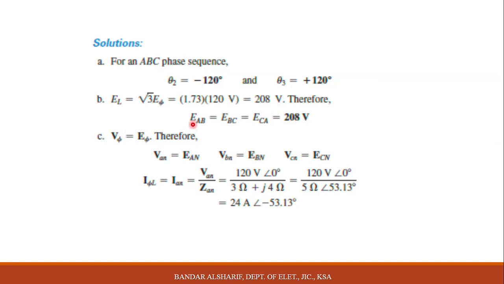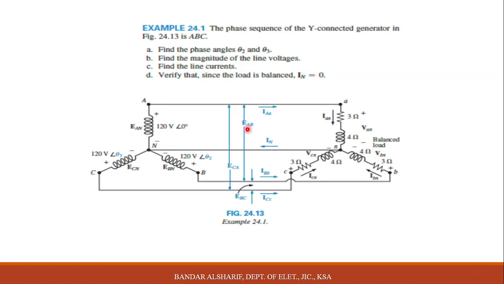Okay, then EAB equals EBC equals ECA, which is the line value for the voltage. Here you can find, see this and this and this. Okay, equal 208. C, find the line current.